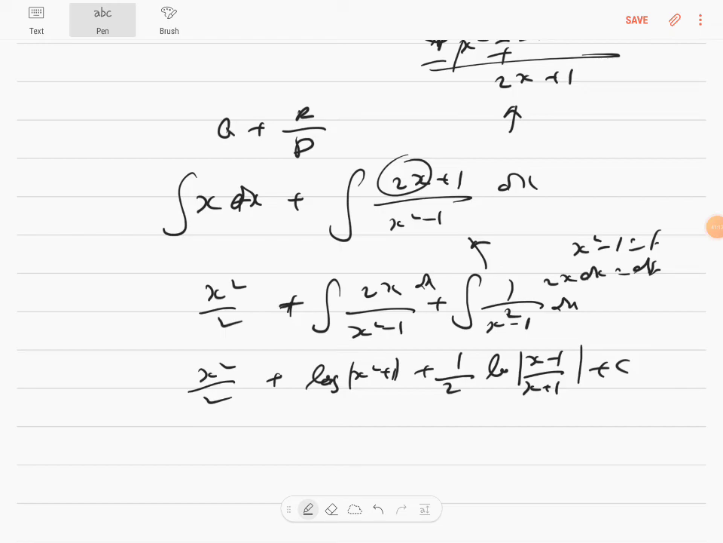1 by 2 into log of mod of x... Let me check. This is the 12th sum. Log of mod of x minus x plus 1. Well, the answer is pretty different. Why? What is the mistake again? 2x, x square minus 1 is t, 2x into dx is dt. Split this up. You get 1 by x square minus 1, which is 1 by 2 into log of mod of x minus 1 by x plus 1.